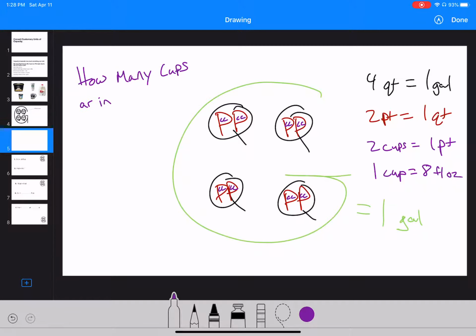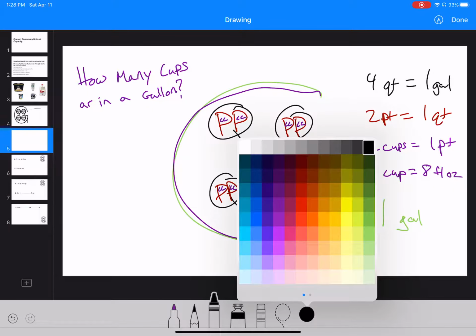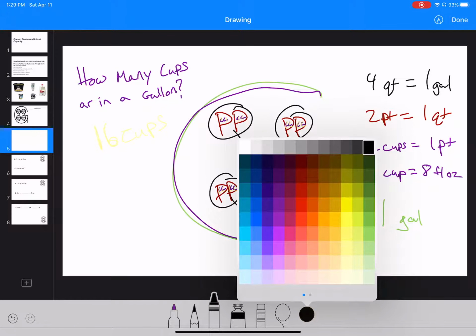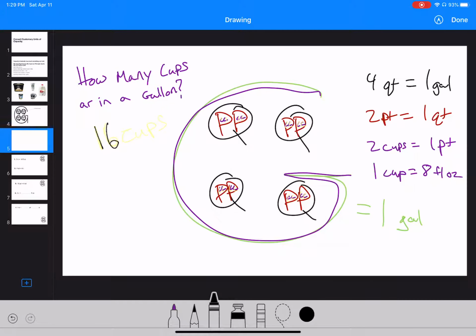are in a gallon? The gallon G can help us here. Because literally inside of our gallon, we have, I'll try to highlight it for you here. We have 1, 2, 3, 4, 5, 6, 7, 8, 9, 10, 11, 12, 13, 14, 15, 16 cups. I'll write that in a different color so you actually can see it better. 16 cups.